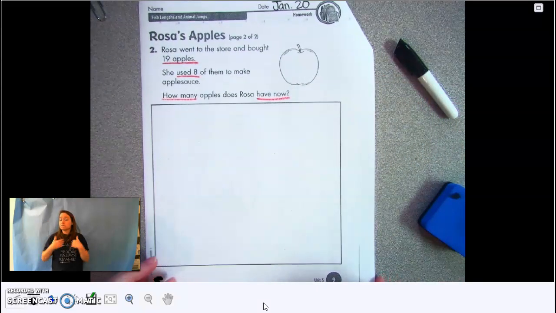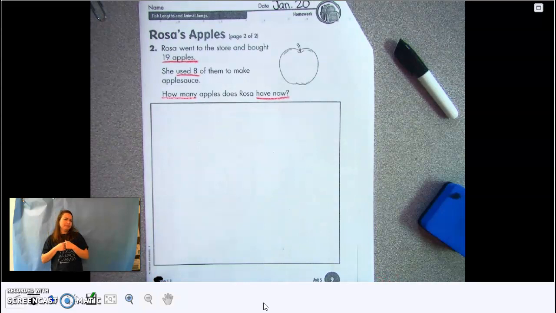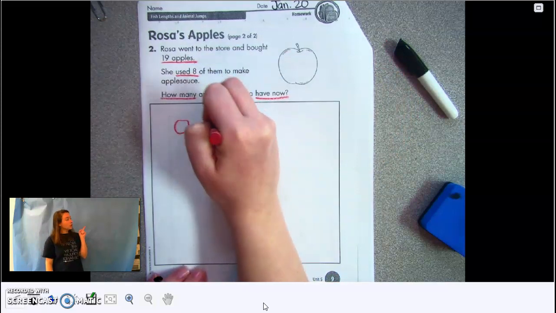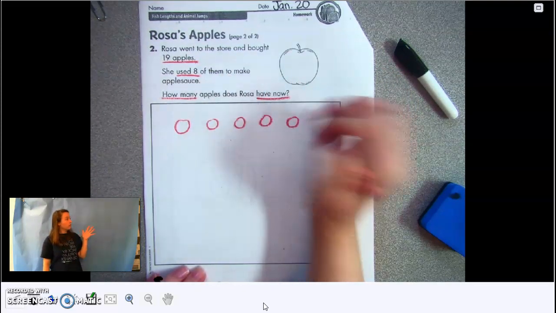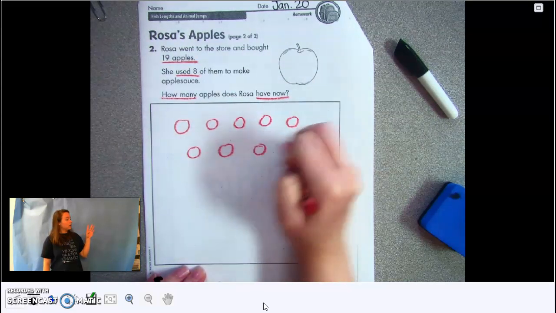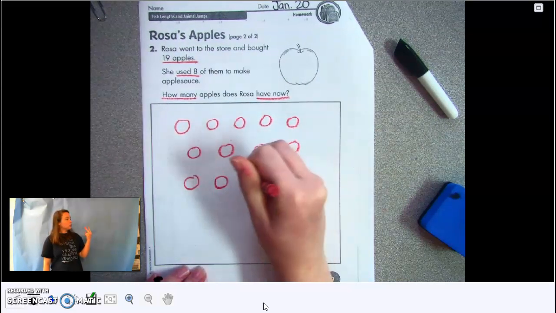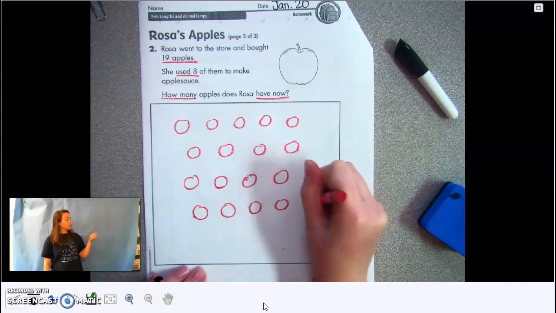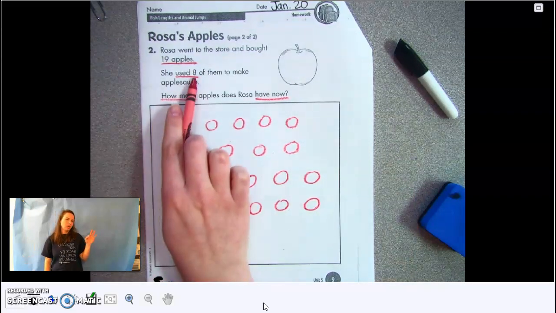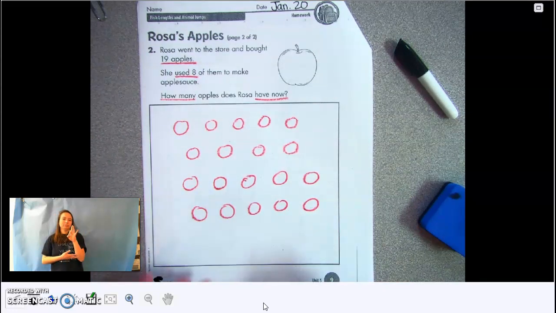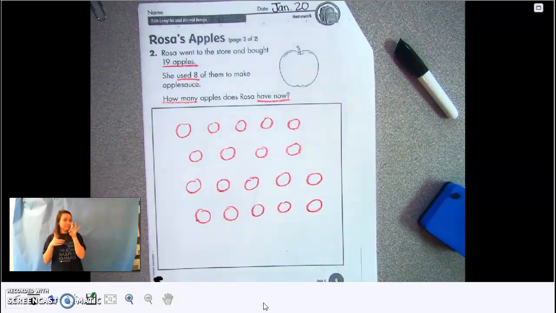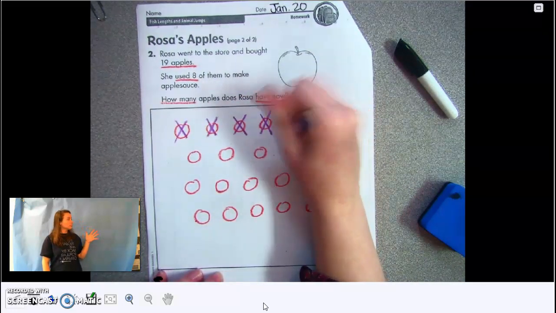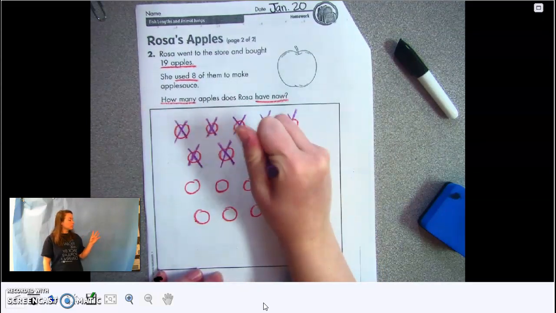So how many apples does Rosa have now? So am I going to be adding or taking away? I'm going to take away. So I'm going to draw 19 apples. So I'm just going to do circles. 1, 2, 3, 4, 5, 6, 7, 8, 9, 10, 11, 12, 13, 14, 15, 16, 17, 18, 19. And she used how many? 8. So I'm going to mark out 8 of them, but only mark 8. Okay? 1, 2, 3, 4, 5, 6, 7, 8.